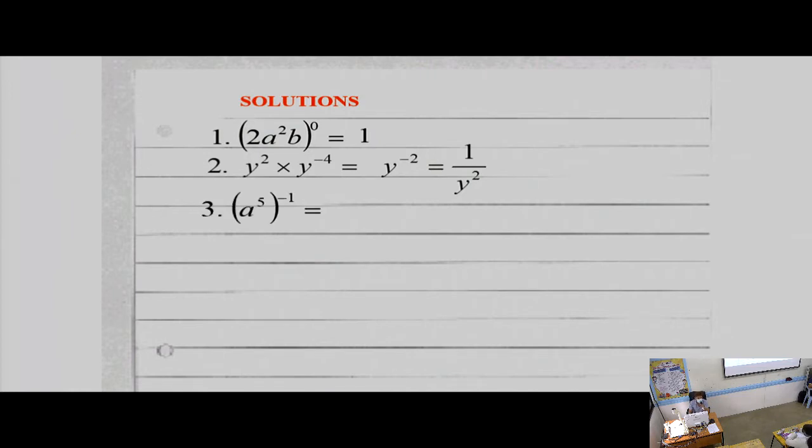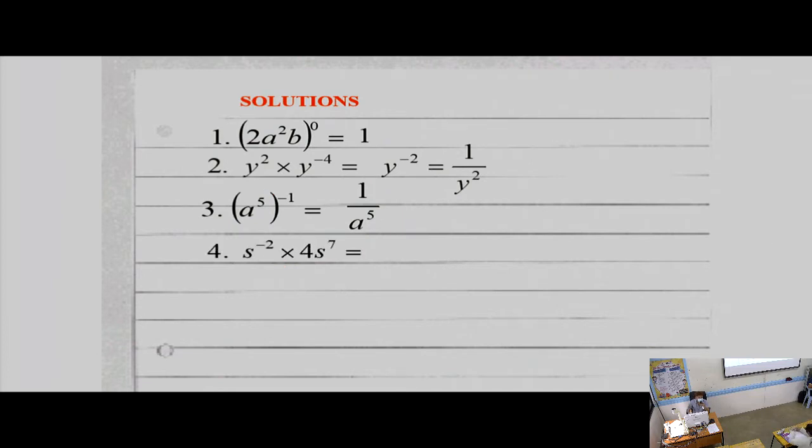So we will have a to the power of 5 to the power of negative 1. Raising a power to a power, you are going to multiply the exponents. So 5 times negative 1, that would be a to the power of negative 5, right? And if we have a negative exponent, get the reciprocal of the base and make the exponent positive. That's why we will have here 1 over a to the power of 5. Okay? So the answer is 1 over a to the power of 5.